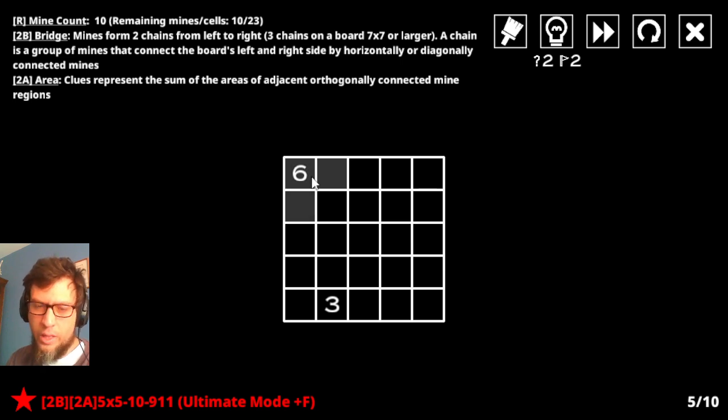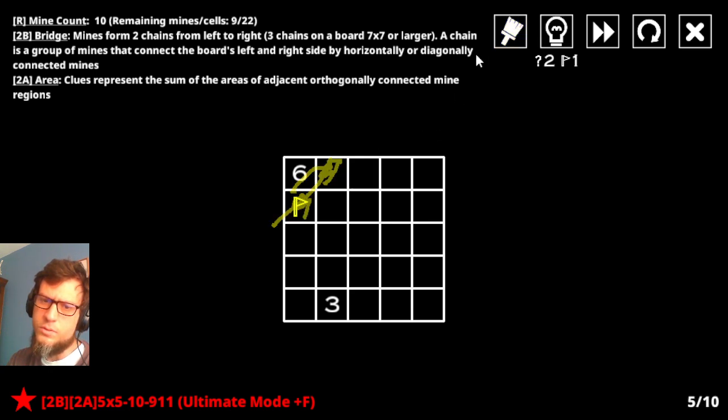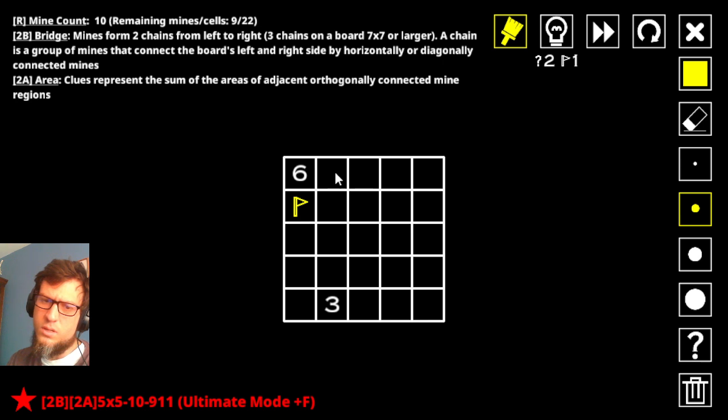Oh, alright, that's interesting. So I think what this means is the 6 needs to have... Is it possible? Well, if this isn't a mine, then that isn't either, because bridge, so... For sure. And I think, well, let's say this isn't, then what could happen?